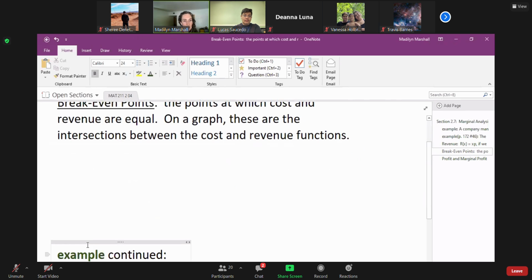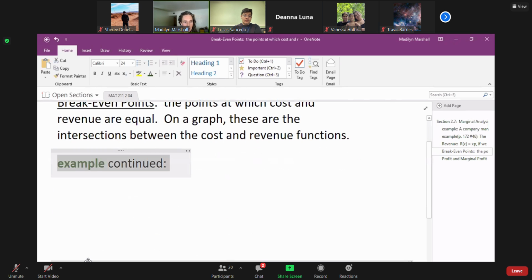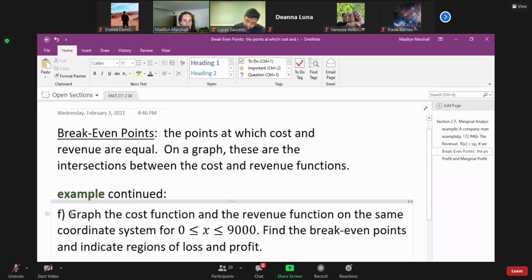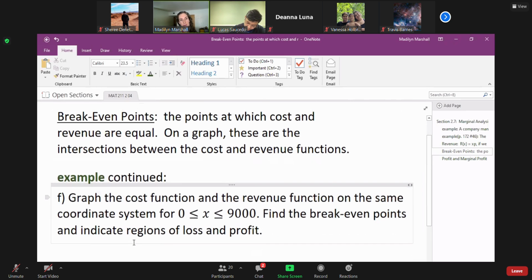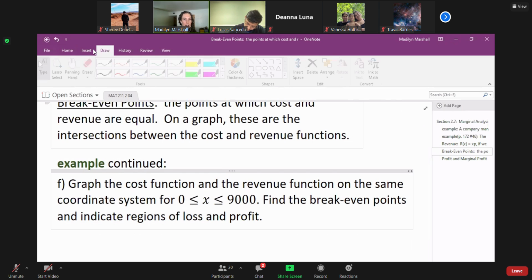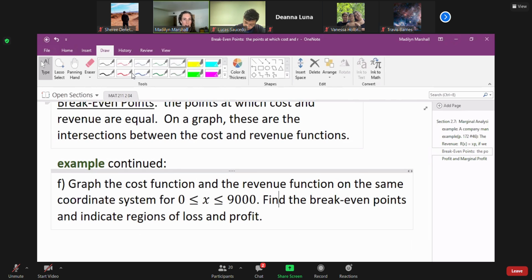So our next question, part F, is to graph the cost function and revenue function on the same coordinate system for x between 0 and 9,000, because we know that's our domain of x. And we will find the break-even points and indicate regions of loss and profit. So we're doing 3 things here, or we'll have 3 parts of our answer.